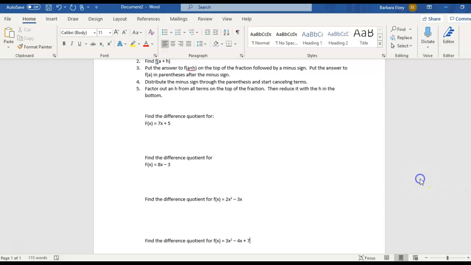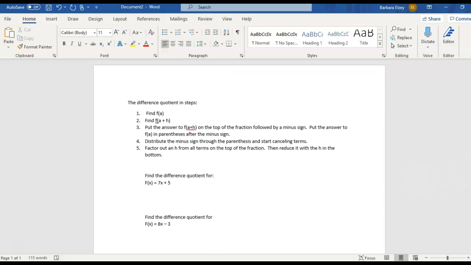So we're going to practice the difference quotient, and we're learning it in the 150 portion of the class, and we're going to do it in steps. So we're going to find f of a first, then we'll find f of a plus h, then we'll put the answer to f of a plus h on the top of the fraction, followed by a minus sign, and then we'll put the answer to f of a in parentheses after the minus sign.